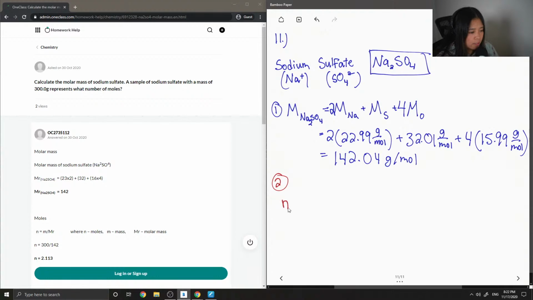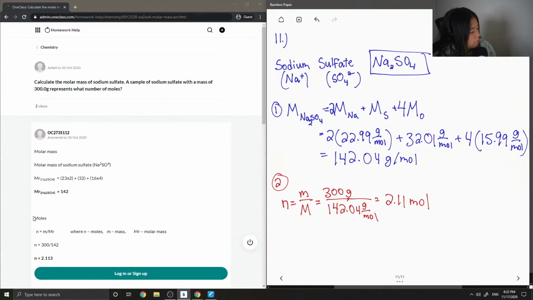So to answer this, number of moles is equal to mass over molar mass. The mass is given in the question, it's 300 grams, and the molar mass is what we found in the previous step, which is 142.04 grams per mole. Okay, so if we divide this, we get a number of moles of 2.11.